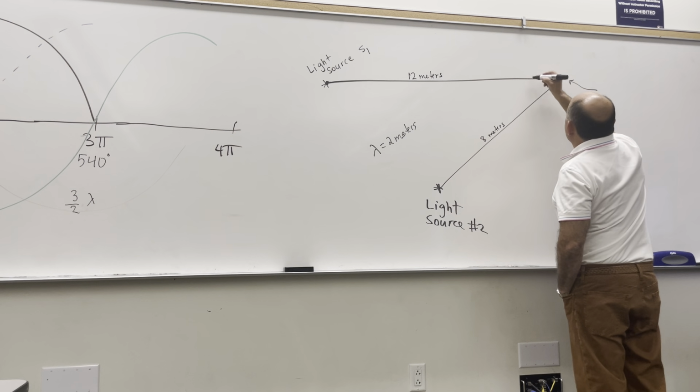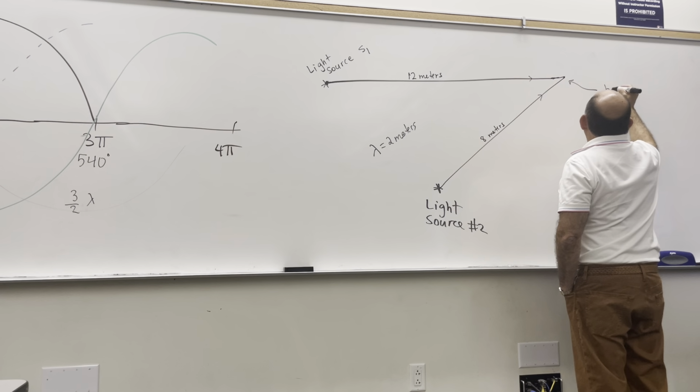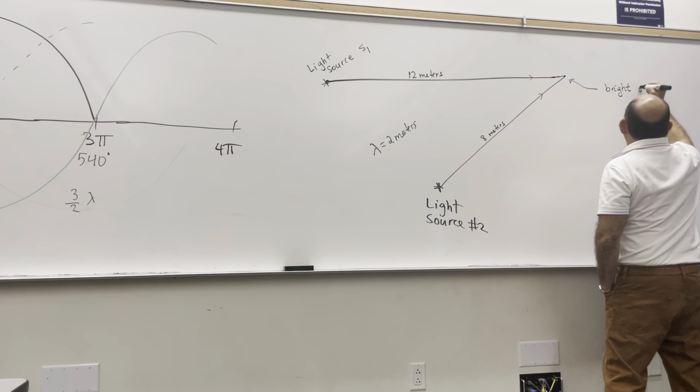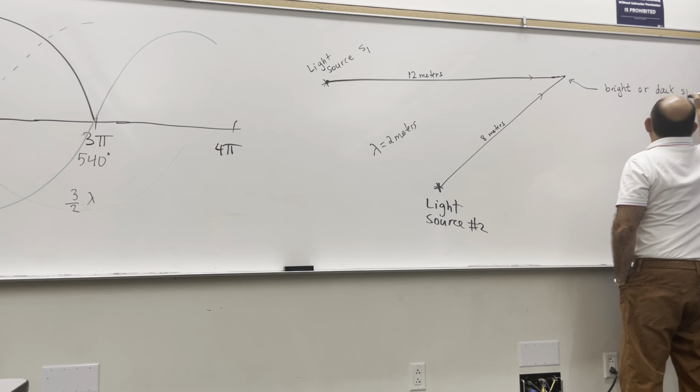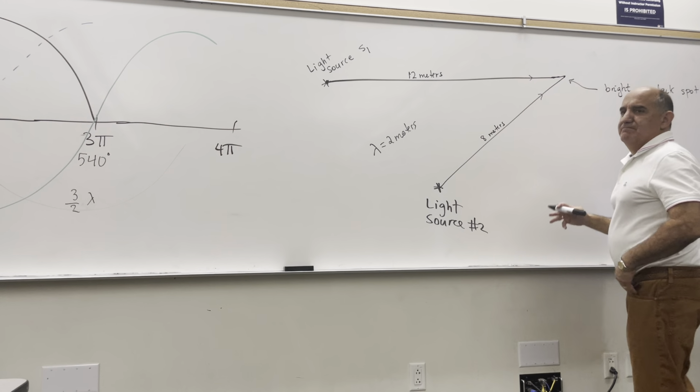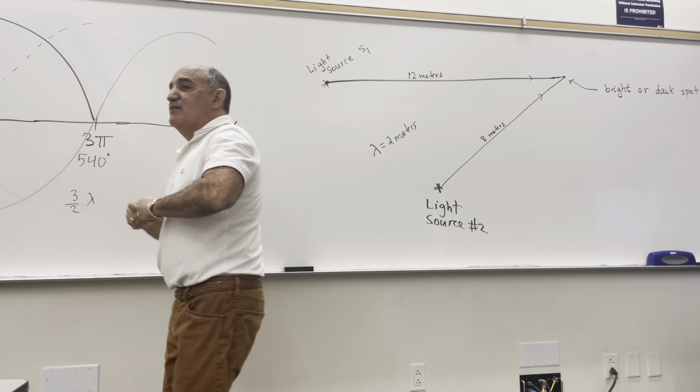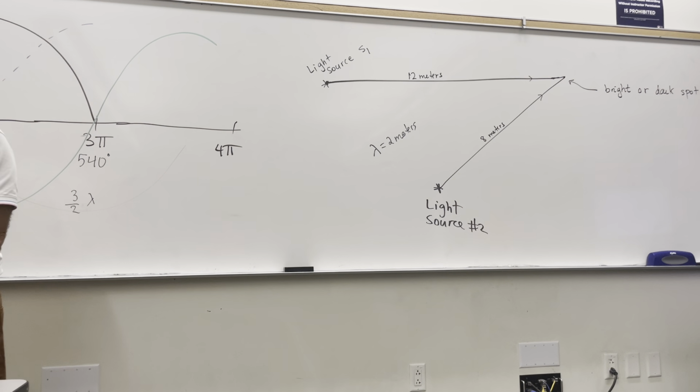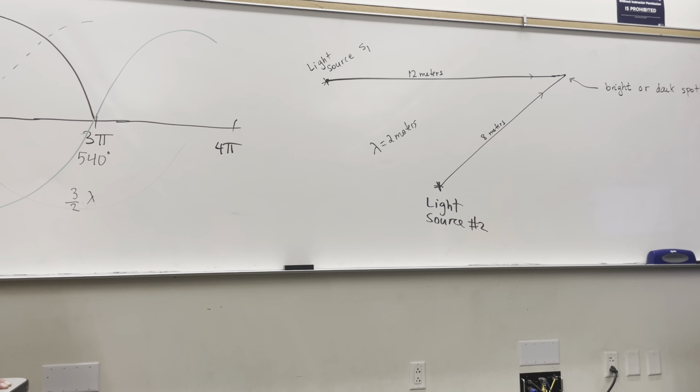When they interfere over here, will they interfere to give me a bright spot or a dark spot? Bright or dark? How do you know it's bright? The phase difference is 2m pi, not 2m lambda. So the path length difference is the same. Okay, so let's work it out. What is the path length of the wave coming from source number 1? What is the path length?